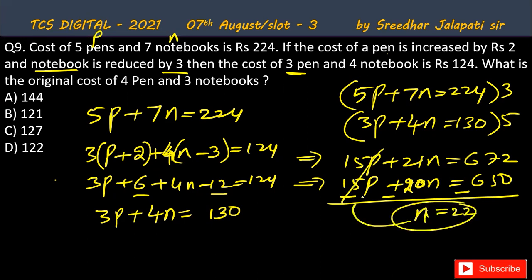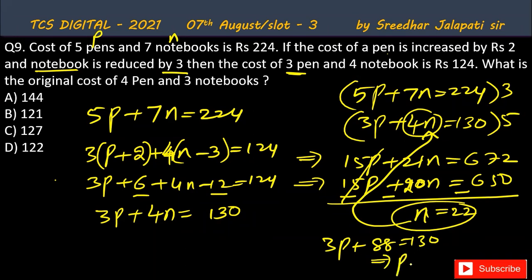Substitute n is equal to 22 in any equation. I am substituting in this equation. So 3p plus 4n, 22 into 4, 88, is equal to 130. That implies 3p is equal to 130 minus 88, 42. So p is equal to 42 by 3, 14. So we got the p value and the n value.